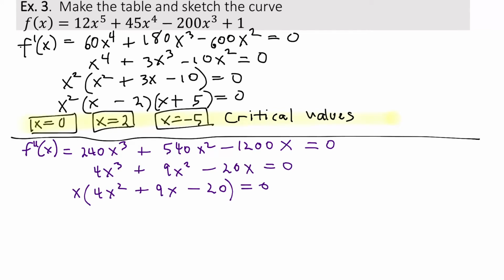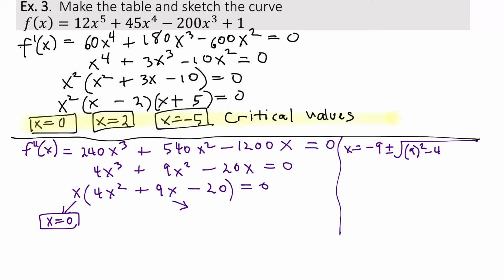Now that is not factorable. So I can see that I'm going to have one critical value here. And here I'm going to have to use the quadratic formula. Let's go over here. So I've got x would be negative 9 plus or minus the square root of 9 squared minus 4ac, all over 2a. So I'm going to get 2 values from that.